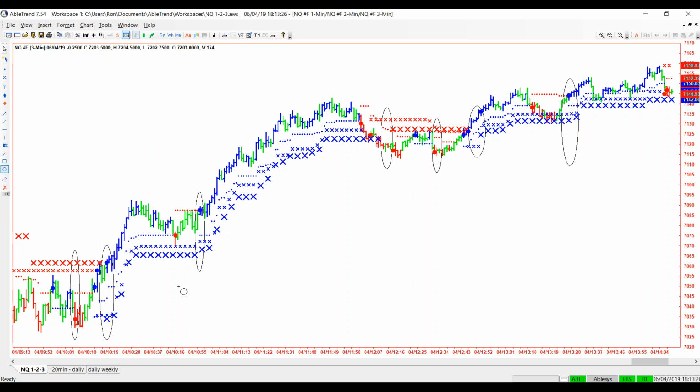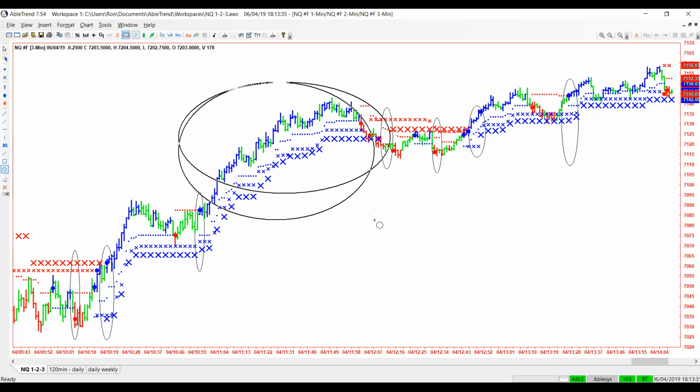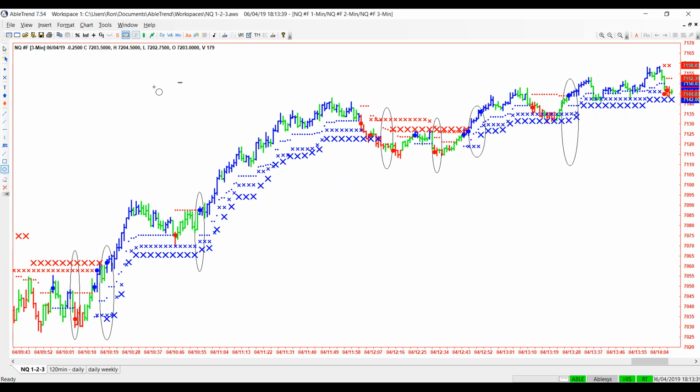Today was a really, really great day. You have to pick up these big trends. There's only 1 or 2 good trends a day. Here was a 40-point winner right there. That's $800 that Able Trend gave me, you, and everybody else who just traded one contract.